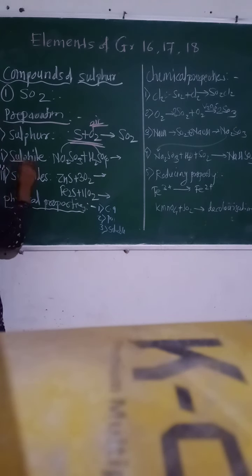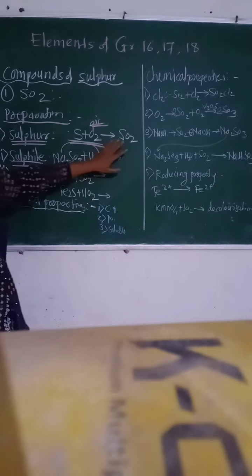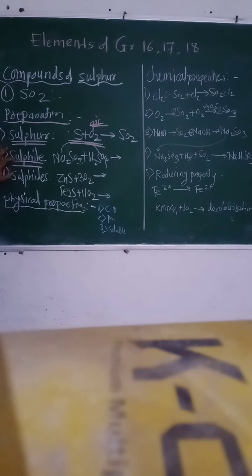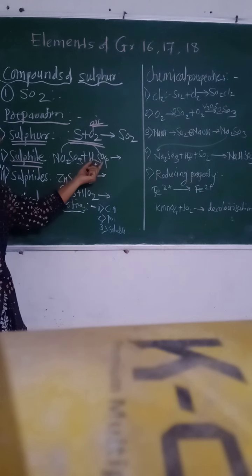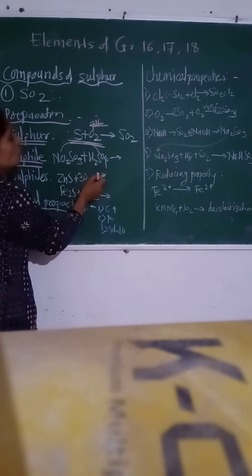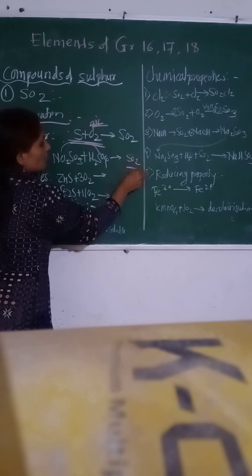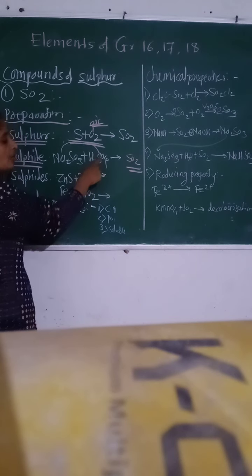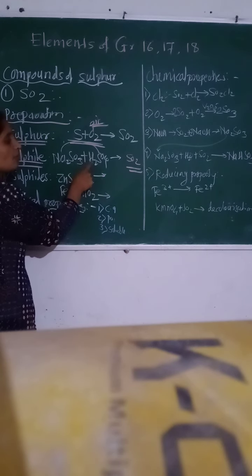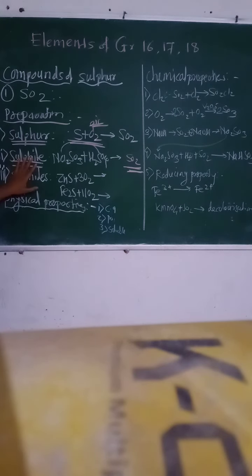Second, from sulfides. Here we take sodium sulfide in the presence of H2SO4, and it forms sodium sulfate, H2O, and SO2, our product. So from the sulfide, sulfur dioxide is prepared.